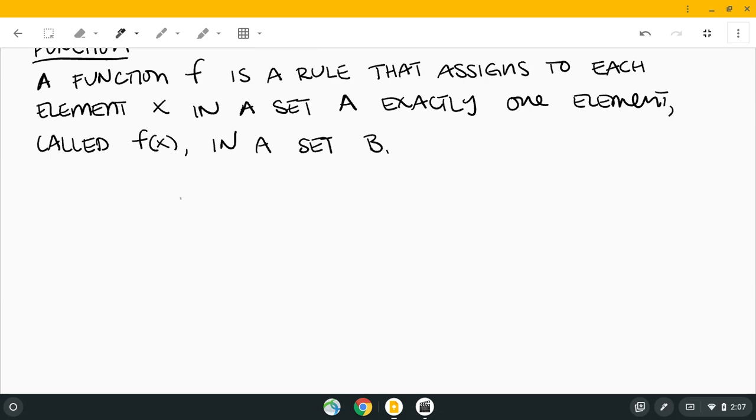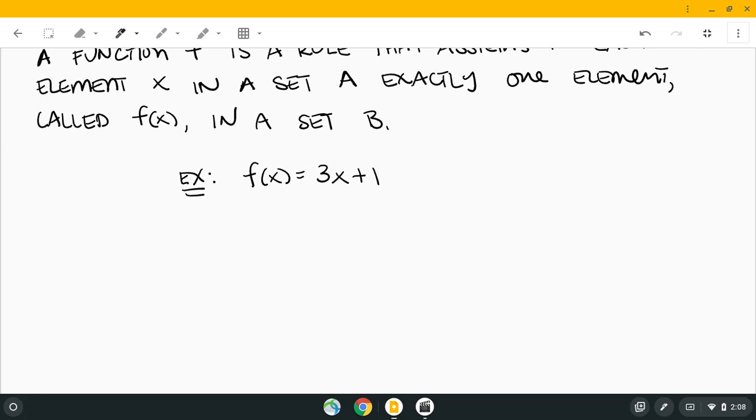So you're used to seeing functions written like this: f of x equals 3x plus 1. What this is saying is that for every x that we plug into this function, we will get exactly one result. Like if I plug in 2 for x, then I get 7. I don't get 7 and some other number, right? I only get exactly one element. Okay.